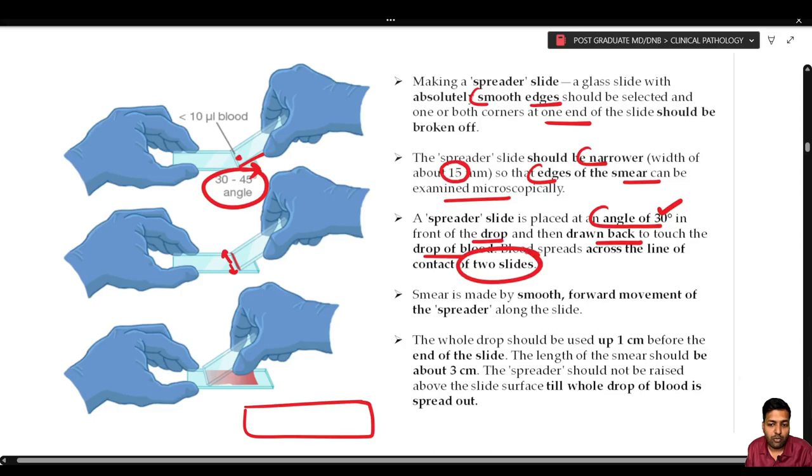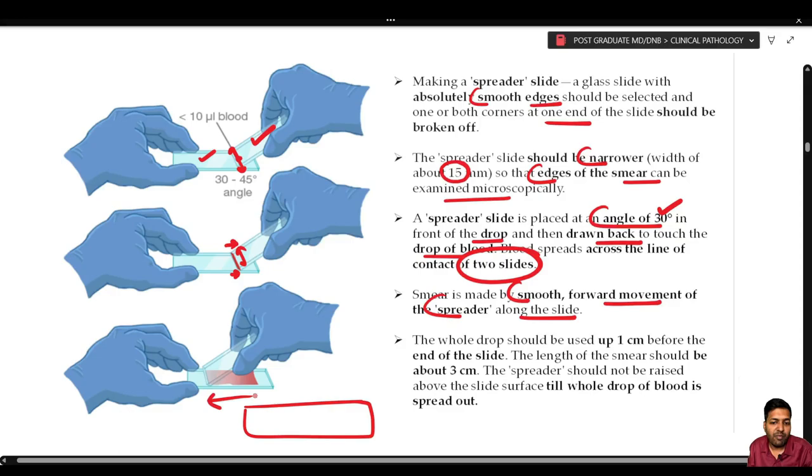So you can see, the blood sample was over here. I have kept the spreader in front, and I have taken the spreader a little bit back. Once you take it back, this entire blood is spreading along the line of contact between the two slides. This is the spreader slide and this is the slide in which the PBS is made. It is spreading like this, okay, and once it happens, the smear is made by smooth forward movement of the spreader along the slide.